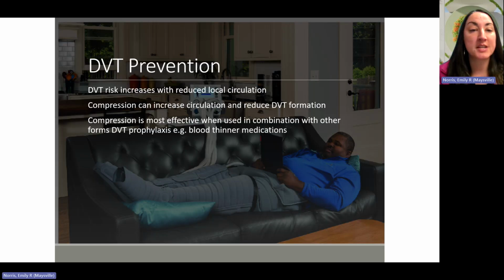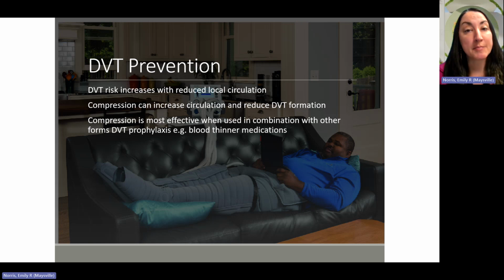When we are preventing DVT, that's a deep vein thrombosis or a blood clot, when we're trying to keep one from developing specifically in the legs, typically, then we want to improve that local circulation. So when circulation is decreased, you are more likely to get a DVT, which is why on a plane, they tell pregnant women to pump their ankles to increase that muscle pump and that venous return so that the blood doesn't just sit and pool in the area, because that's when blood clots typically form.